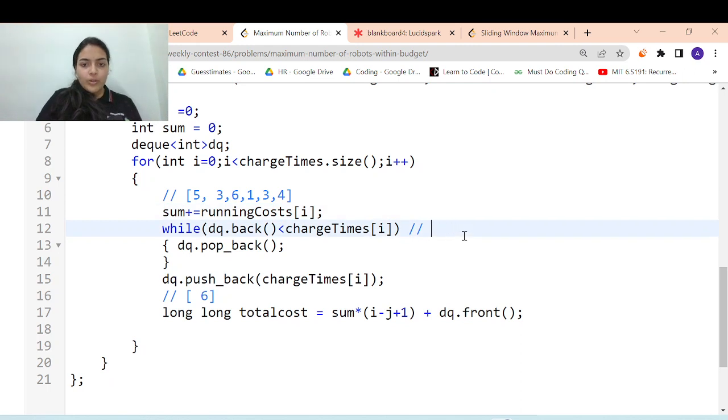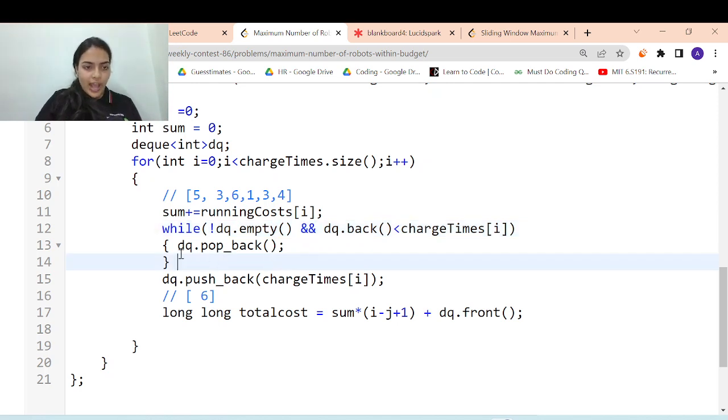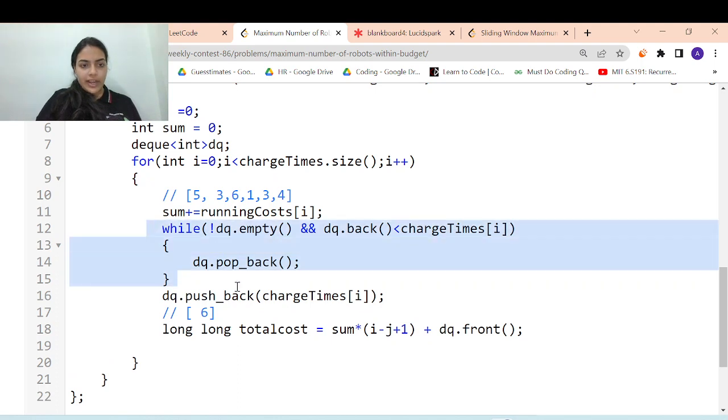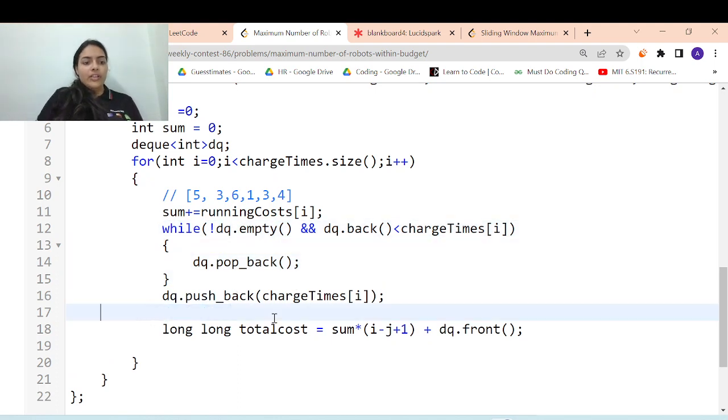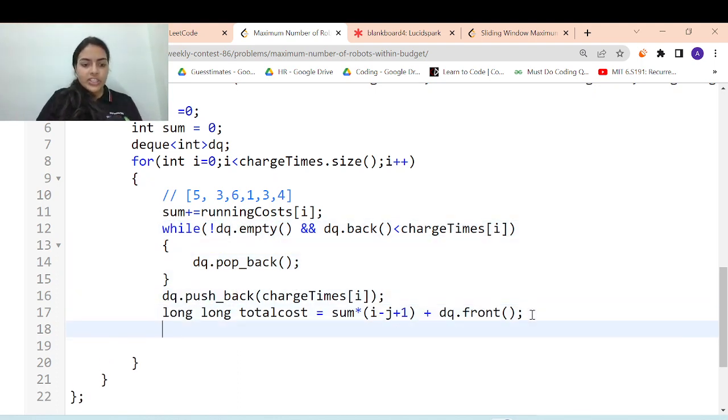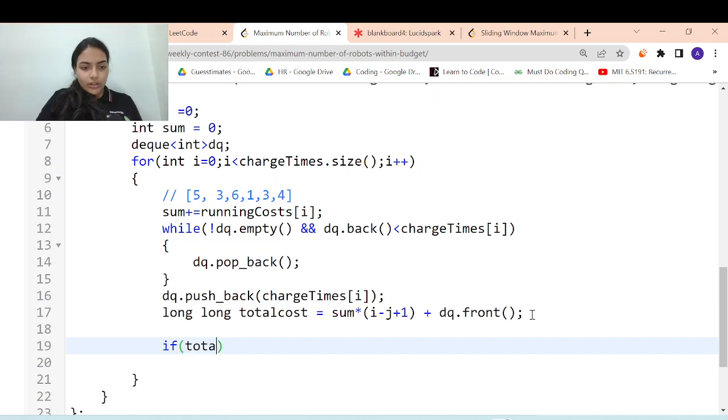Now you need to check one important condition here. DQ should not be empty. If DQ is empty, this will give an error, right? You cannot pop elements if it is empty. So the DQ should have some elements, then only you need to give this line. Now this is done. Now we have to just check if total cost is less than or equal to budget, then it is fine.